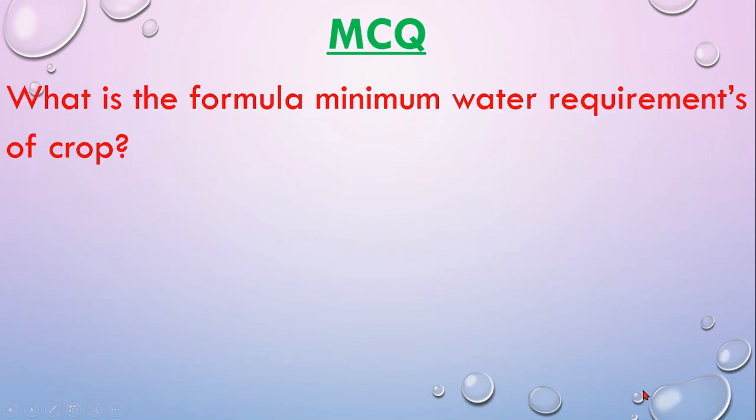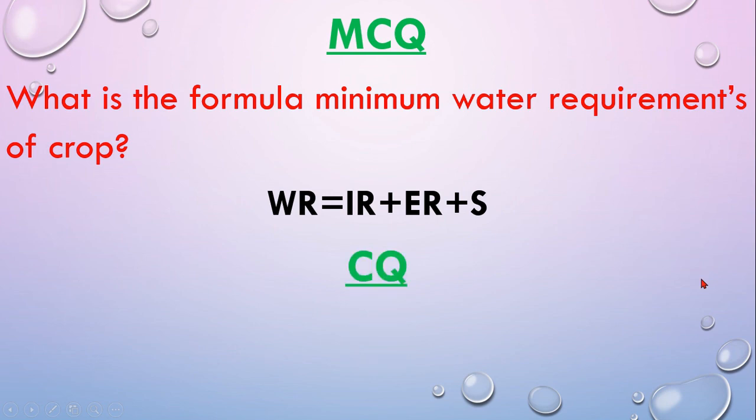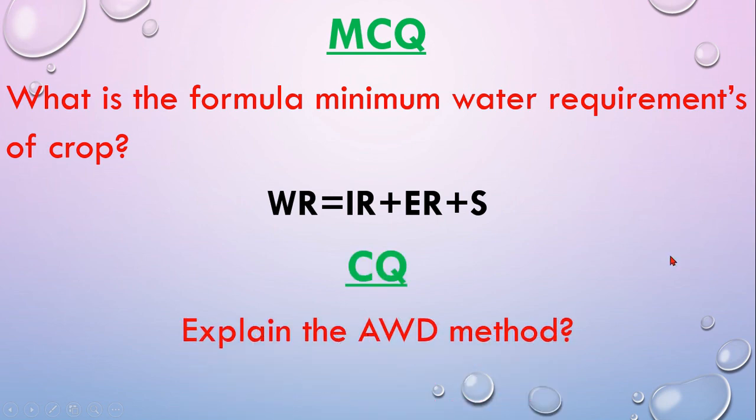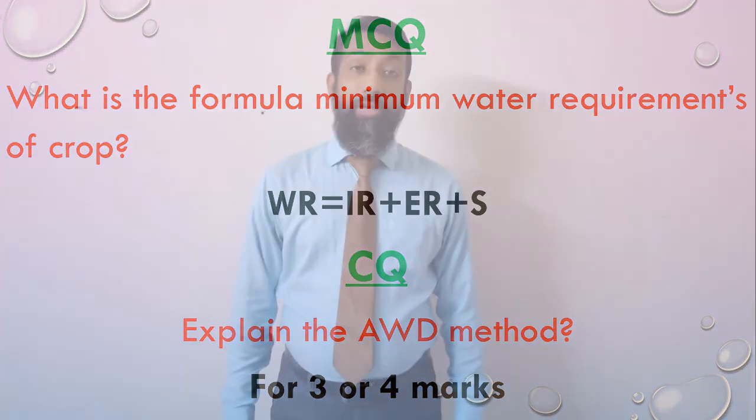You can get this type of MCQ question from this lecture: what is the formula for the minimum water requirement of a crop, which is WR equal to IR plus ER plus S, where WR equals water requirement, IR means irrigation requirement, ER means effective rainfall, and S means soil water. And you can get a creative question, explain the AWD method, for 3 and 4 marks.